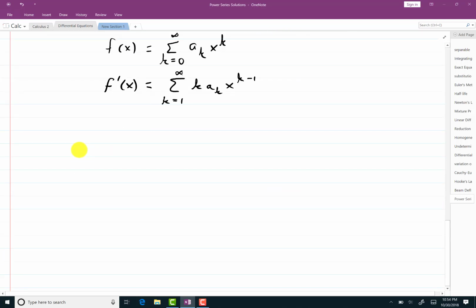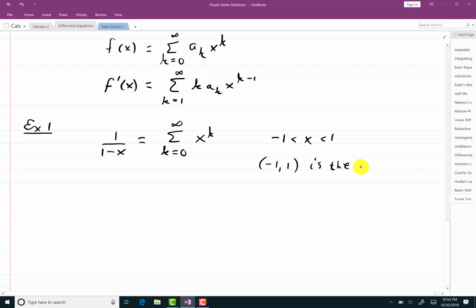As an example, I wanted to remind you of perhaps the most important of all power series, and it looks like this. Summation k equals 0 to infinity x to the k. This is called the geometric series, because it's so important. And there's a lot of geometric series, but this is the one that they're all based on. Now, this is true whenever x is between -1 and 1. So, in fact, the open interval from -1 to 1 is the interval of convergence.